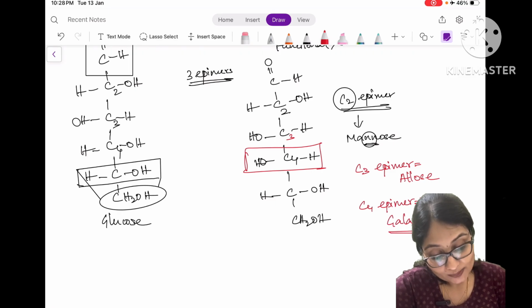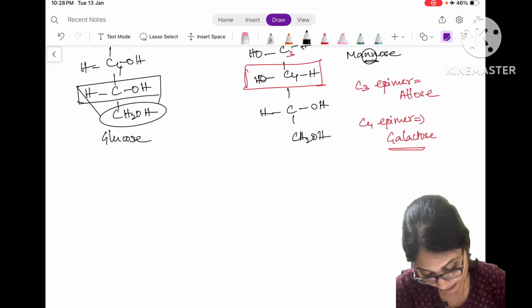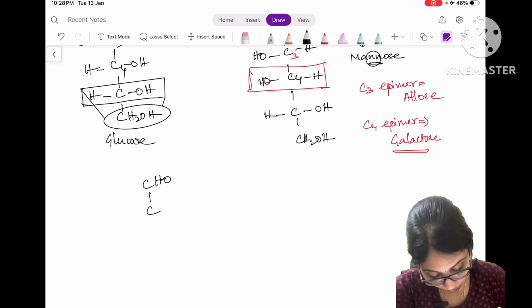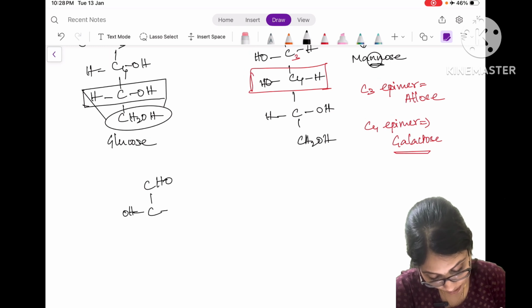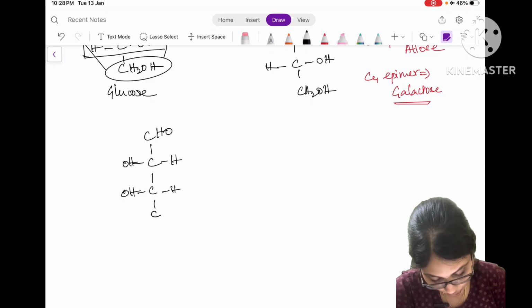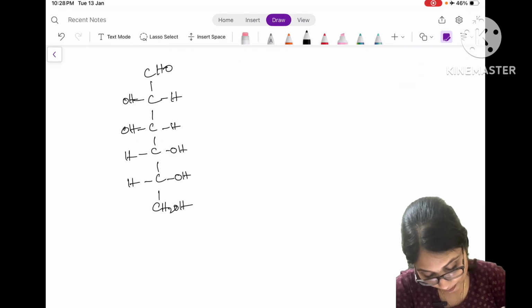Okay, now that we have discussed all three epimers of glucose, how are mannose and galactose related? I'll draw mannose. This is CHO, and mannose is the C2 epimer. So this should be OH, and this should be H, and then the other carbons: this should be OH and H, this should be H and OH, and this should be H and OH, and this is CH2OH. So this is your mannose.